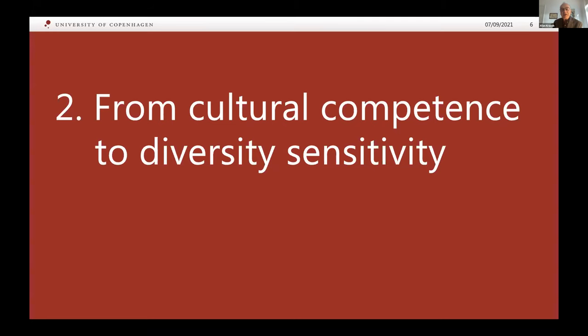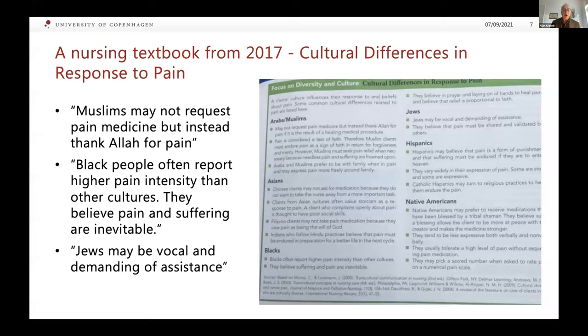We heard also in the previous presentations a lot about the different concepts and how they are defined. And Denise Spitzer mentioned the issue of cookbook learnings from textbooks. And I actually have an example of how this has been provided, even in a recent nursing textbook, which explains that Muslims may not request pain medicine, but instead thank Allah for pain, that Black people often report higher pain intensity than other cultures, they believe pain and suffering are inevitable, and Jews may be vocal and demanding of assistance. So these kinds of very stereotyped presentations of ethnic groups are really more damaging than helpful in the development of cultural competency and sensitivity.